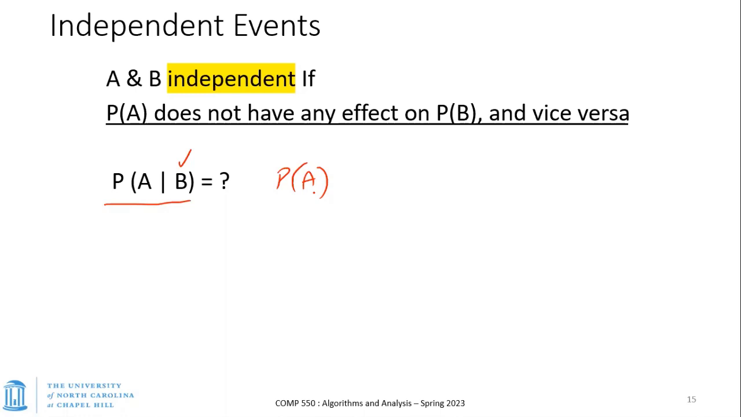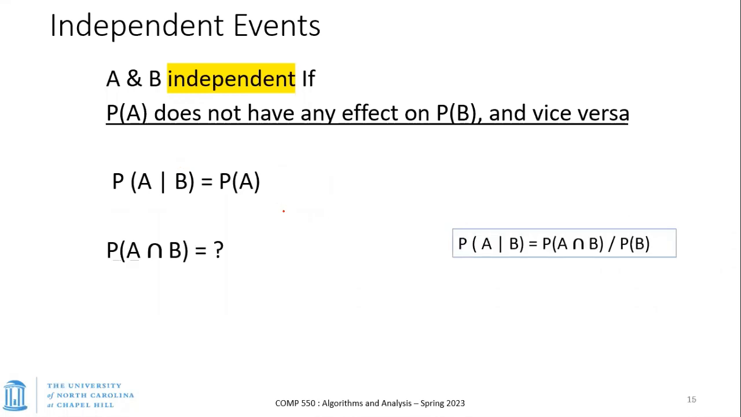So if you have a conditional probability and the events are independent, then the conditional probability simply boils down to the plain probability. B can simply be neglected if B is independent of A, and vice versa. If that is the case, how can we write this? We've already seen that the probability of A given B can be written as the probability of A intersection B divided by the probability of B.